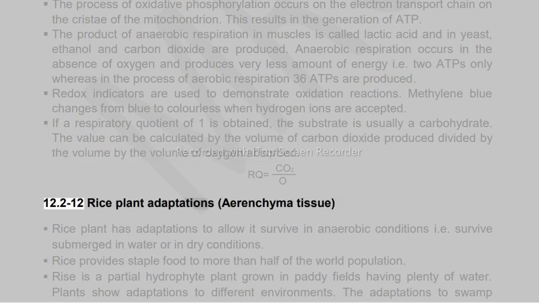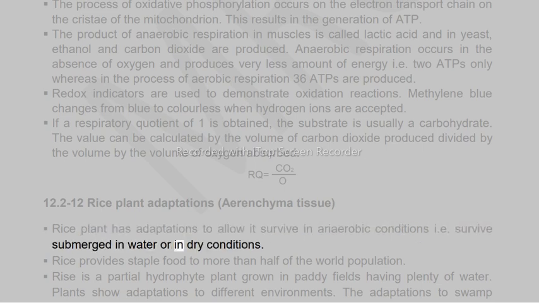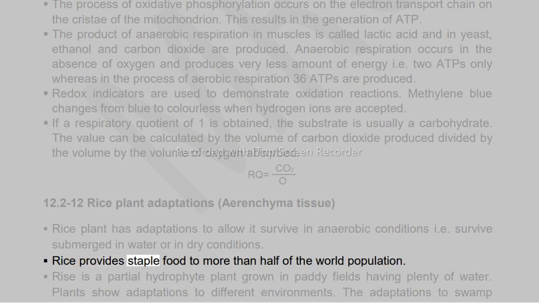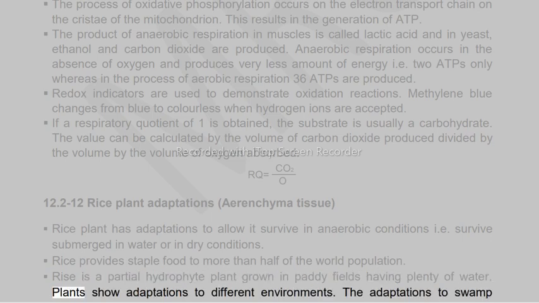12th of February, 12: rice plant adaptations, parenchyma tissue. Rice plant can survive in anaerobic conditions. It survives submerged in water or in dry conditions. Rice provides staple food to more than half of the world population. Rice is a partial hydrophyte plant grown in paddy fields having plenty of water. Plants show adaptations to different environments.